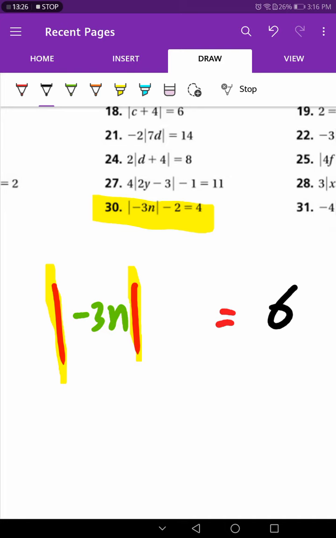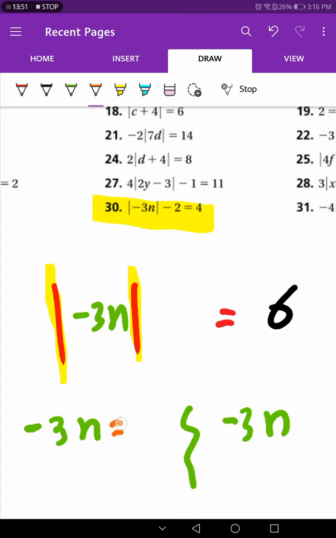Now I can release it. -3n. This is the first one. Don't hesitate or get confused by the negative, my dear student. It is easy. So this is the first one, -3n, and this is the second one, -3n. I write it 2 times, but with different values. This is 6, and this is -6.